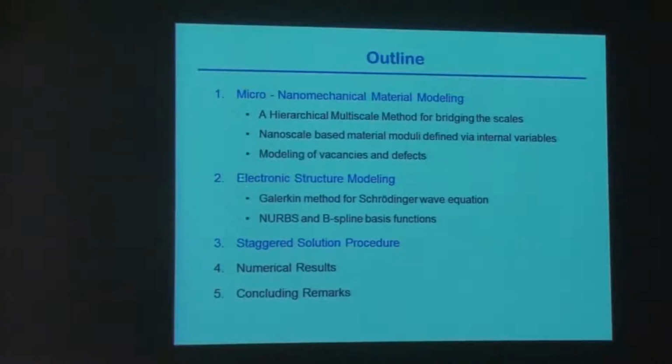The other aspect is then electronic structure modeling, where we are going to look at a self-consistent solution of the Schrödinger wave equation. I will try to highlight what is new that we have done here, and the advantage of using B-splines and NURBS basis functions rather than Lagrange basis functions, specifically for the Schrödinger wave equation, where we have potentials that are functions of the bond lengths and bond angles. In the case of a material which is uniformly deforming, those bond lengths and bond angles change, and that information is coming from here. Then how can we combine these together and develop a solution procedure? I'll show some numerical results and finally round off my talk with some concluding remarks.